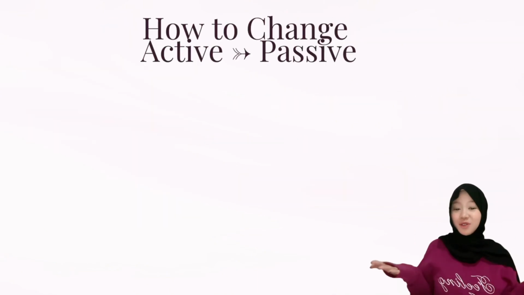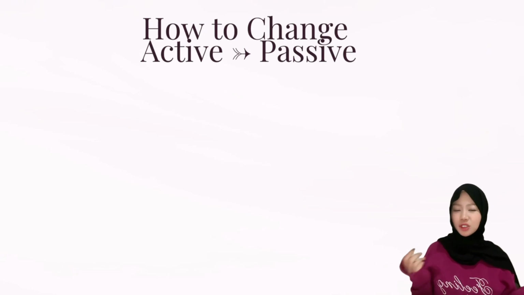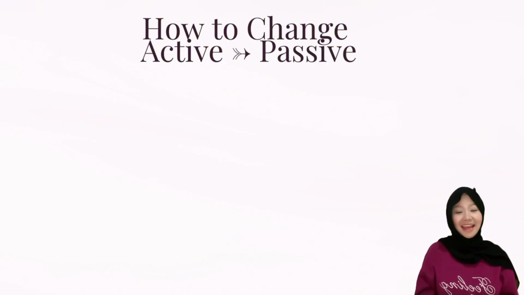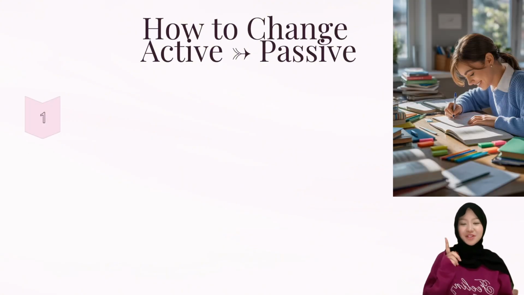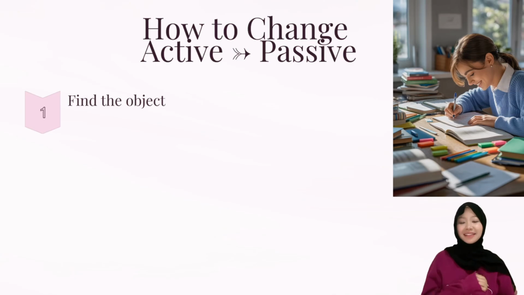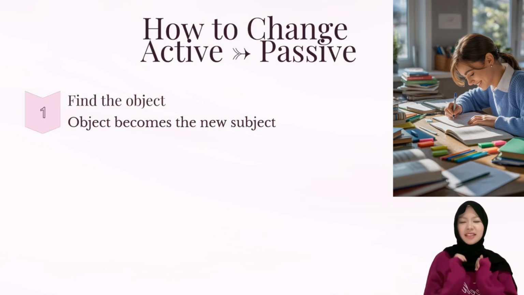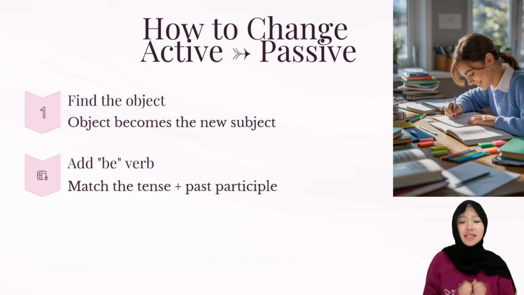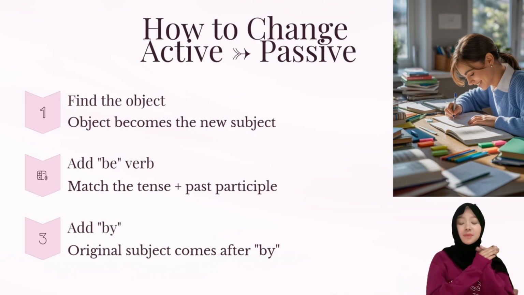Alright, so how do we change an active sentence into a passive one? Don't worry, it is easier than it sounds. And here are the steps. First, find the object in the active sentence. Make that object the new subject. And then, second, add the be verb and make sure the tense is correct. And the third one is change the main verb into past participle form and add by and then the original subject. And boom, you have got your passive sentence.